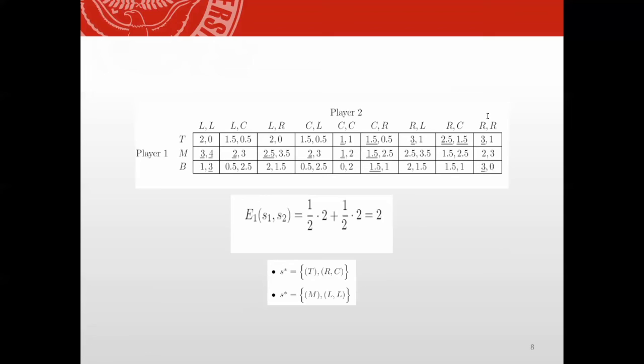The way the payoffs in the table above are calculated is analogous to the method used in the problem set. For example, when player 1's strategy is T and player 2's strategy is L, L, player 1's expected payoff is presented in the formula E1(S1, S2), which is equal to 1/2 times 2 plus 1/2 times 2, which is also equal to 2.